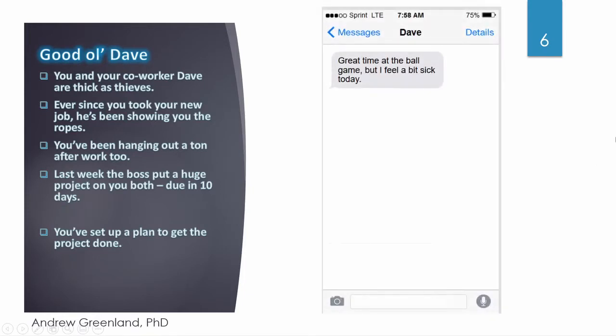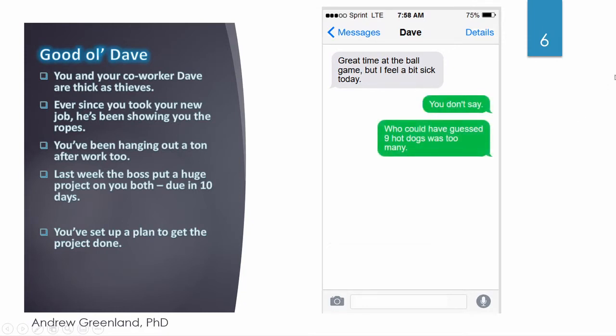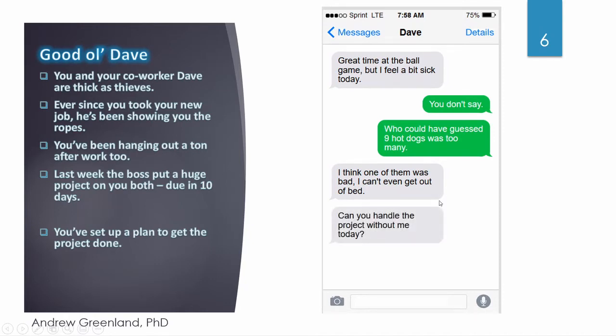So Dave texts me and says, "Hey, I had a great time at the ball game today, but I feel a little bit sick." That's because he ended up eating 9 hot dogs on a bet with a stranger at the ballpark. He tells me, "I can't tell you how bad I feel. I can't even get out of bed. I think one of the hot dogs was bad. Can you handle the project without me today?" Now, I've got no problem with Dave. He's been helping me out from the beginning. So of course I have no problem covering for him and making sure we can get some headway done on our plan for the project.